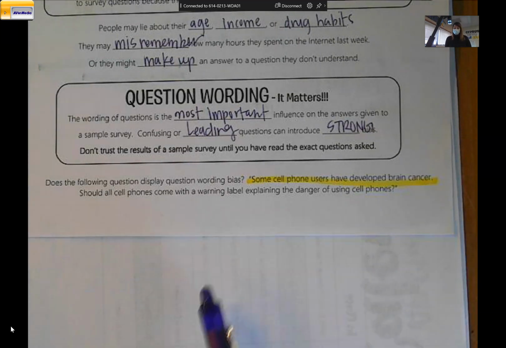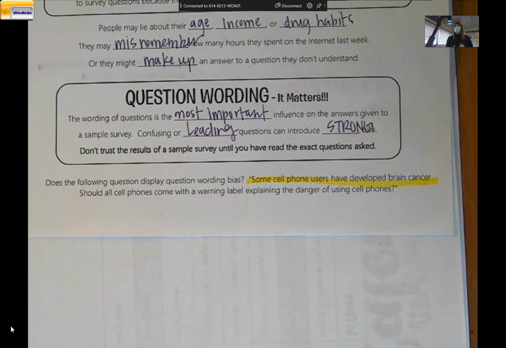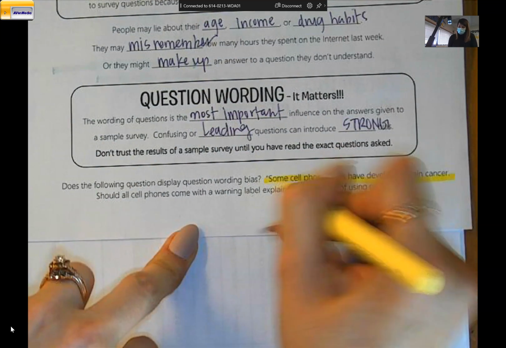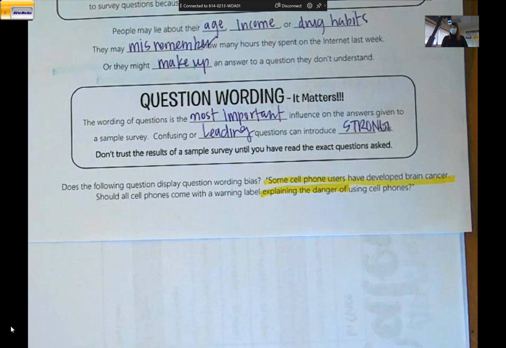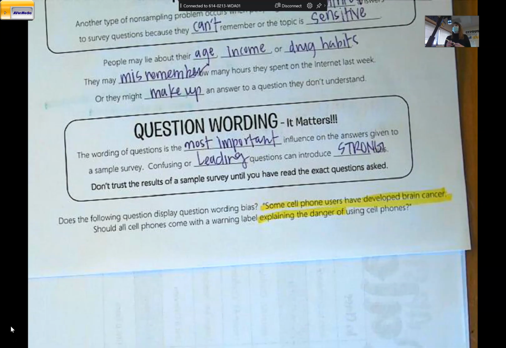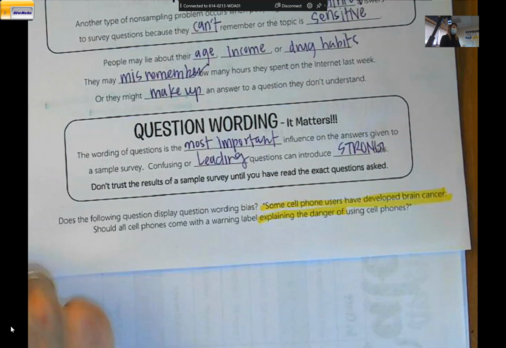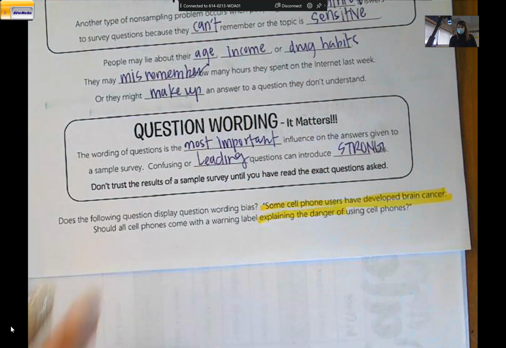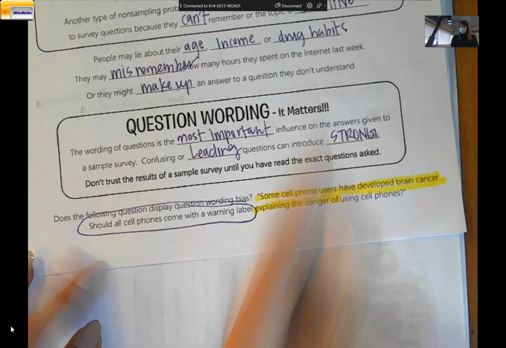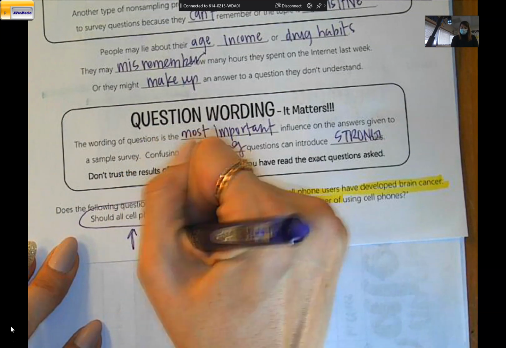What would make it better is just asking, should cell phones come with a warning label? That's it. I would even leave out the danger of using the cell phone. So those two parts are the issue. Some cell phone users have developed brain cancer. Should we explain the danger? You just want to ask, should all cell phones come with a warning label? That's it. Just ask this.